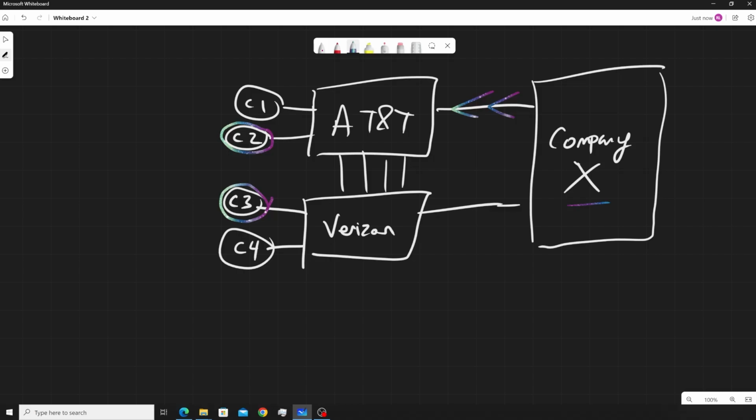And the problem is that customer 2 is very happy. Okay, customer 2 is getting the content that they wanted. The problem is if we have a lot of people like customer 2, then those who are not subscribed to company X, like customer 1, have a degraded experience. Okay, customer 1 and customer 2 do not have as good of an experience because all of the cables on AT&T and Verizon's networks are being saturated by company X's data.